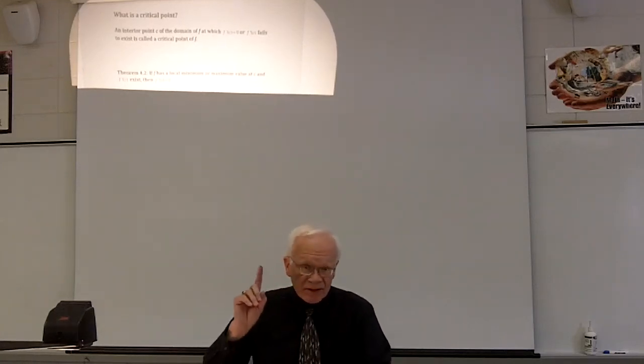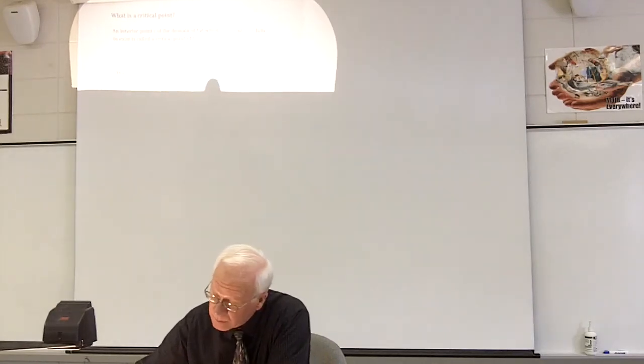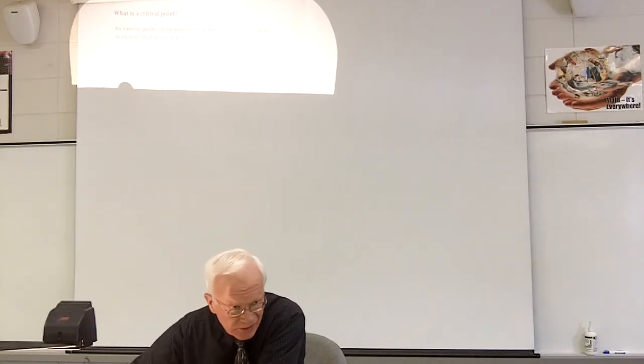Any questions about that? Okay, here's a theorem. This is what we were talking about yesterday and trying to get down. Theorem 4.2: if f has a local min or max value at c and f prime at c exists, then f prime at c equals 0. If there's a local max or minimum and this derivative exists, because up here it says it doesn't exist, so you have noticed that distinction, then it's equal to 0.